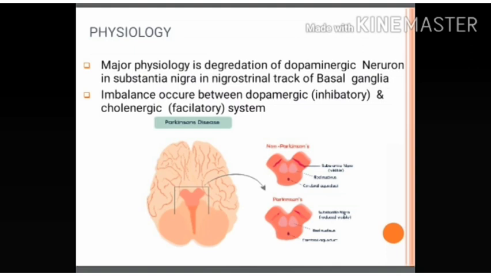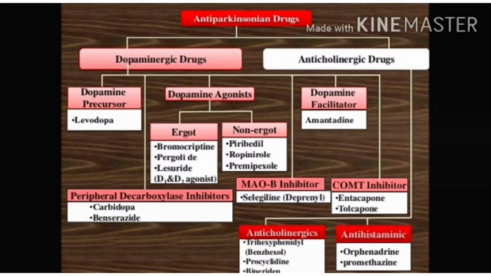The major physiology is the degradation of dopaminergic neurons in the substantia nigra in the nigrostriatal tract of the basal ganglia. This means an imbalance occurs between the dopaminergic and the cholinergic system. Simply, there is a lower level of dopamine and an increased level of acetylcholine, which results in Parkinson's. This is all about the physiology of Parkinson's. Next, we will see the anti-Parkinson drugs and their classification.